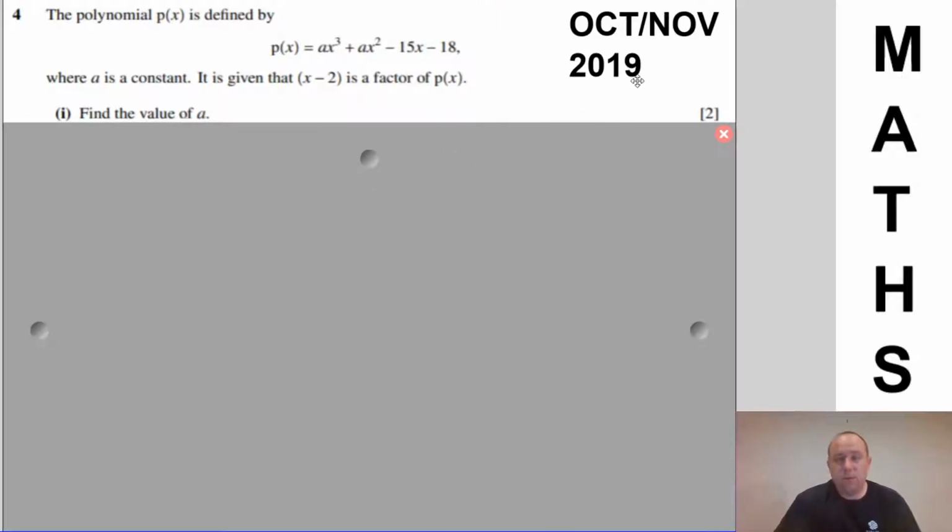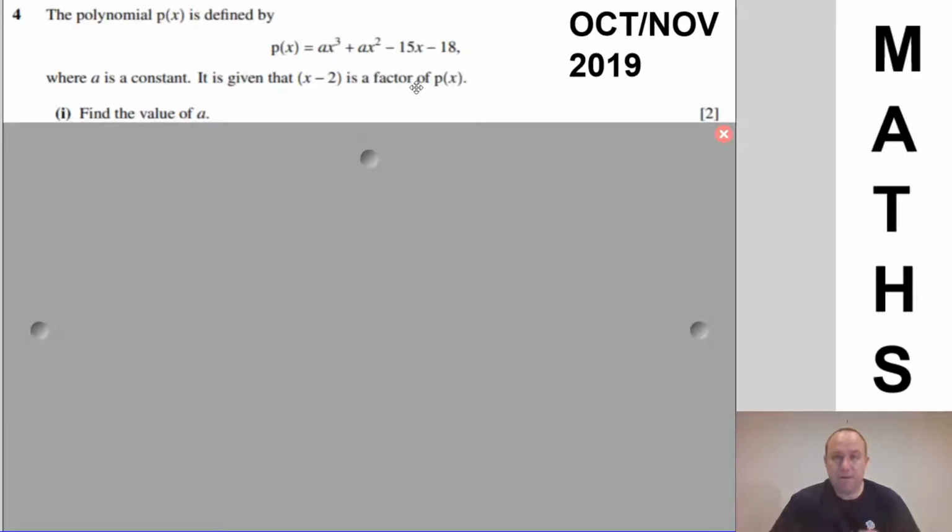Now, I also dug out a question from October, November 2019, just so you can see the type of questions that they're actually going to ask you. And I picked this one particularly because it was slightly different. Normally they ask you to find the value of a and b, and this one they asked you to find the value of a, but they placed a twice within the expression, which I hadn't seen before, so I thought that was worth looking at straight away. So they've given us our equation. They said a is a constant, so just a number, and it's given that x minus 2 is a factor.